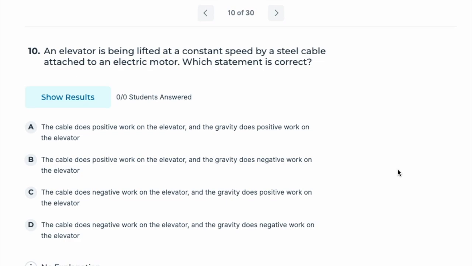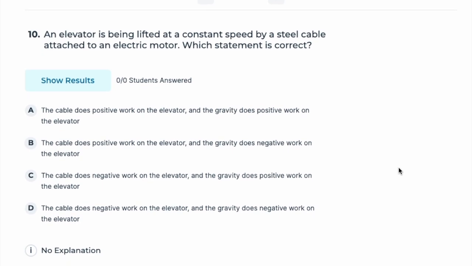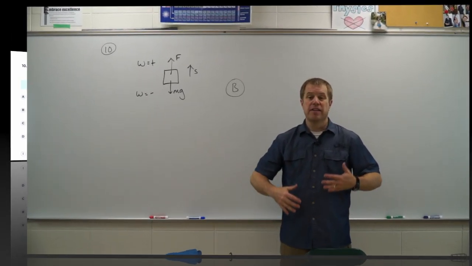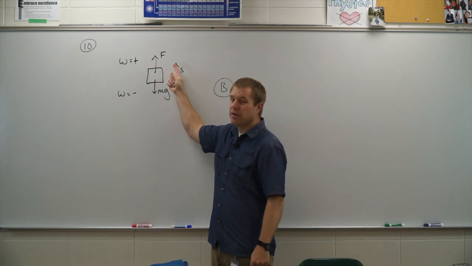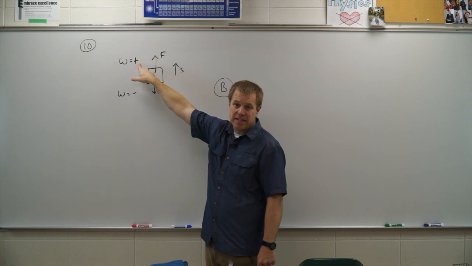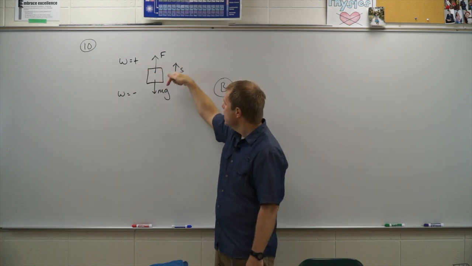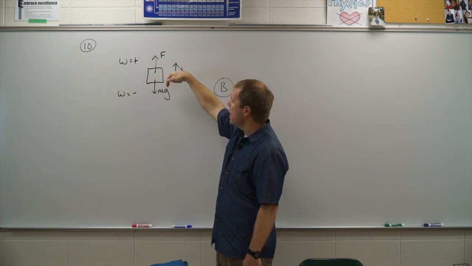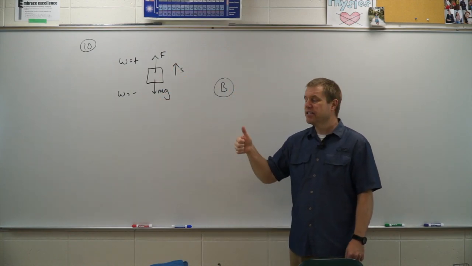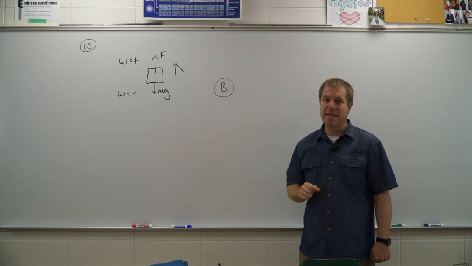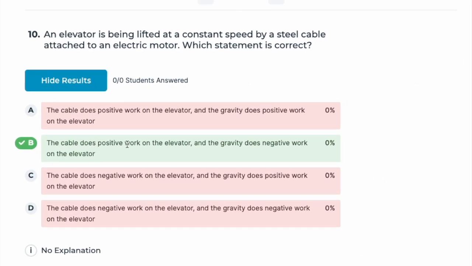An elevator is being lifted at a constant speed by a steel cable attached to an elevator electric motor. Which statement is correct? All right, this one's asking, is the work positive or negative? We'll remember if the force and displacement are in the same direction, we have positive work, so we have positive work done by the cable. If the force and displacement are in opposite directions, we have negative work, so gravity's doing negative work as it is hoisting it up. Correct answer, B. Correct. The cable does positive work, gravity does negative work.